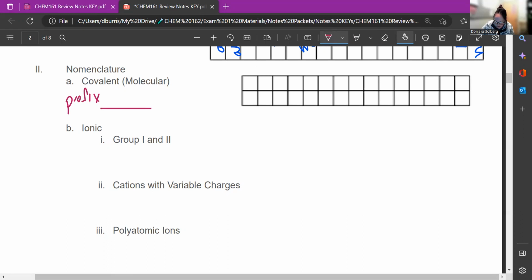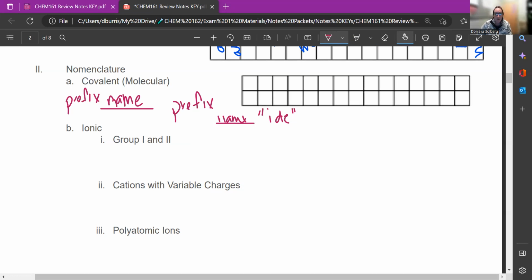and then you just do the name of the element for the first element. And then the second element is going to be prefix, I'm going to do that the same way, prefix, and then the name. And then you're going to change the ending to IDE. Okay, so all covalent molecules should end in IDE. Now, this is for things that are made of 2 elements. It gets more complicated with 3, but those are organic, so we're not going to worry about those right now.